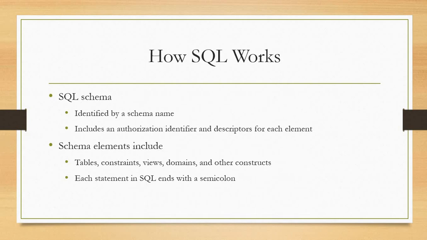So how does SQL work? Well, you create a schema. You identify the schema name, and you may include authorizations. Schemas often include tables, types of constraints, views, domains, and other specific constructs. As you previously saw, all SQL statements need a semicolon at the end to run properly.